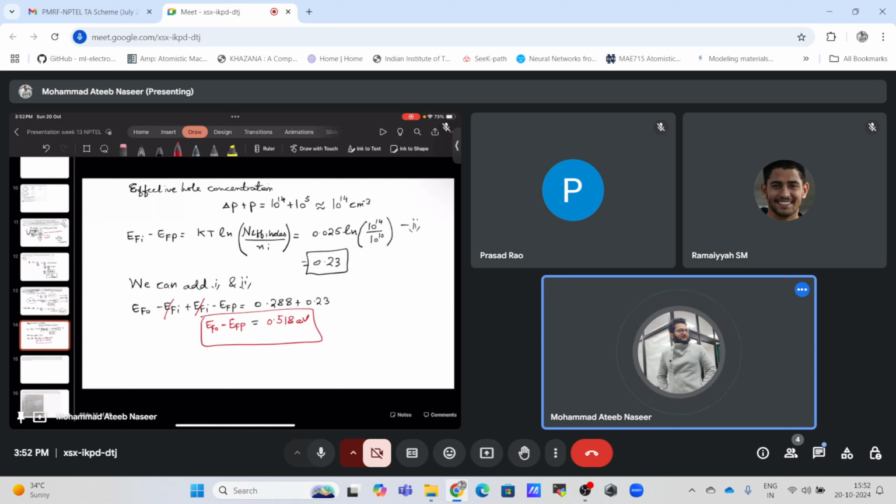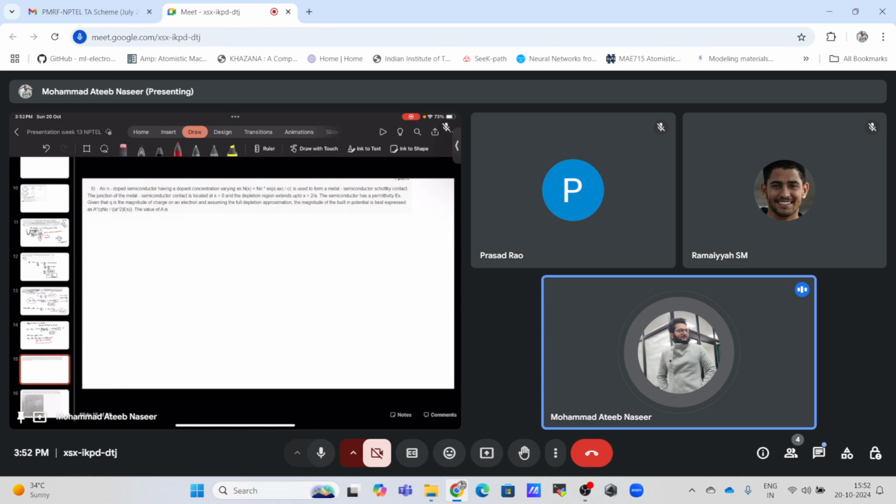Now moving to another problem, which is associated with a metal semiconductor Schottky contact. These kinds of problems are good because we always start with the Poisson equation. We try to solve for the electric fields and the built-in potentials. So they just start right from the basics.